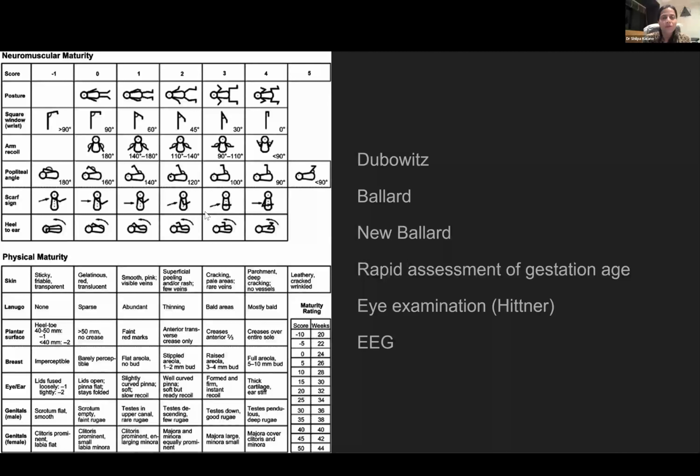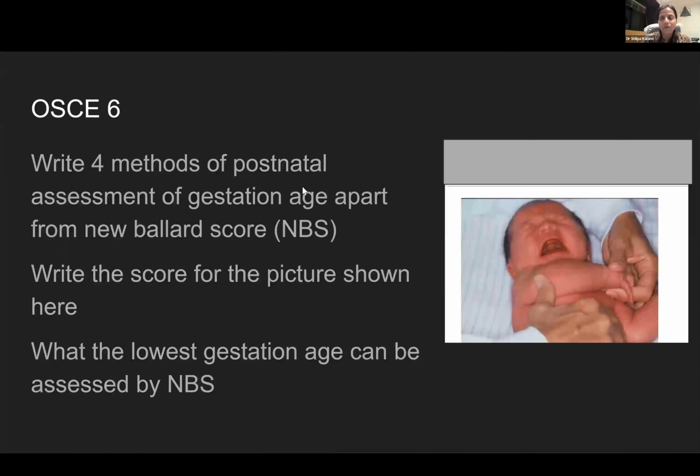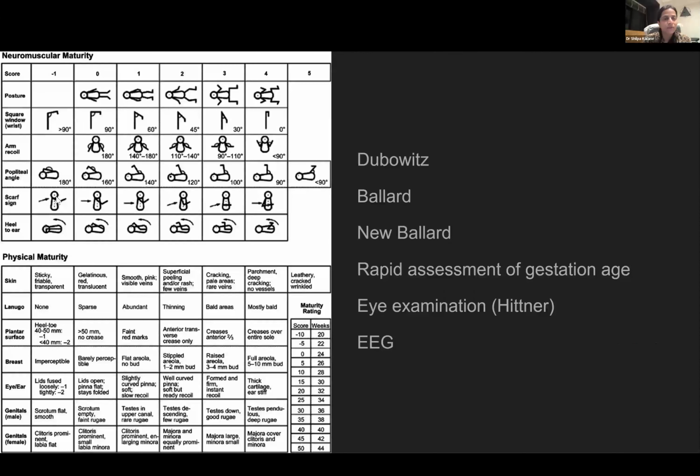Okay. Now we see the picture here. Remember this picture. So this elbow is not crossing the midline, just at the midline. Let us see. So -1 crossed, 0 crossed, 1 crossed, 2 at midline, right? 3 axilla, correct? So what score should be given? 2.